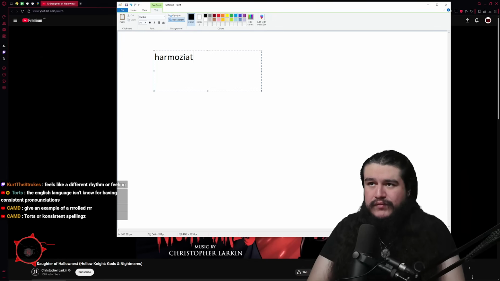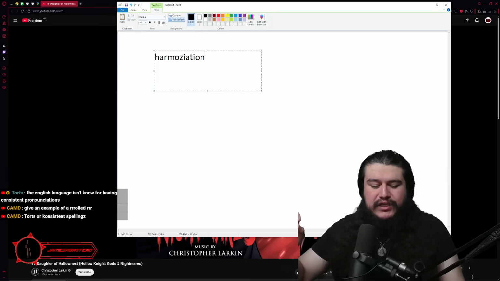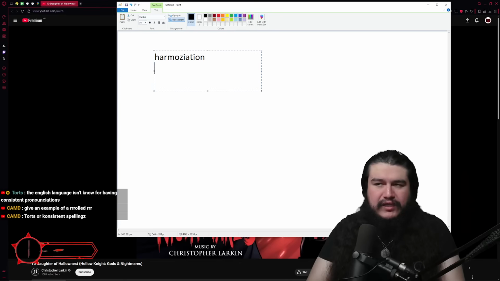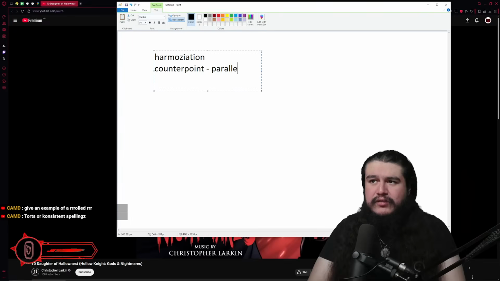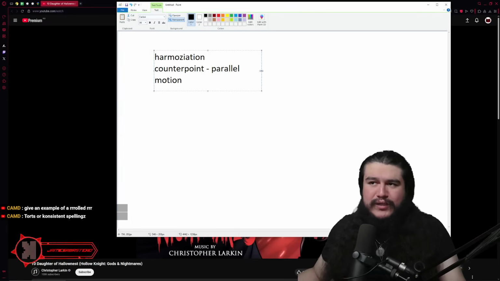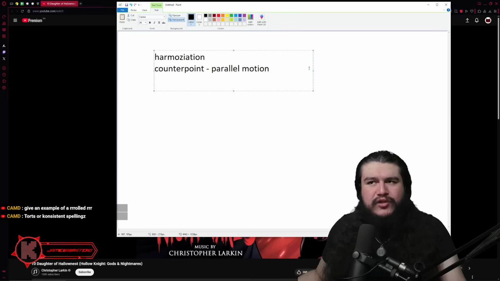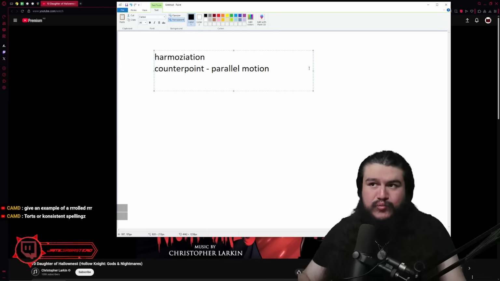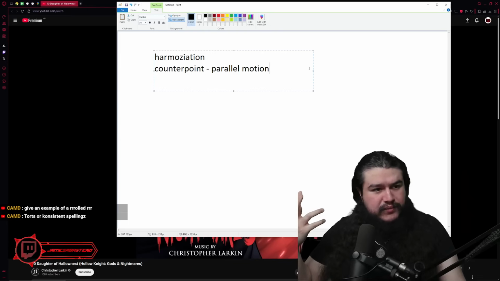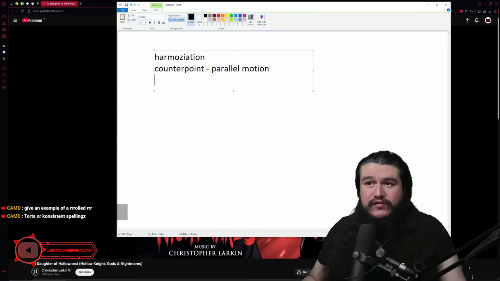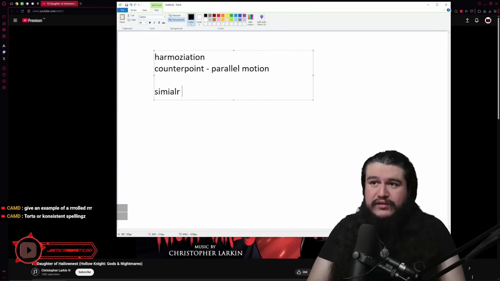Harmonization is a concept that in counterpoint would be called parallel motion. Counterpoint, of course, is how melodies develop, usually in the context of having more than one pitted against one another. And counterpoint is measured in motion. There are three main types: there's parallel, there's similar, and then there's contrary.